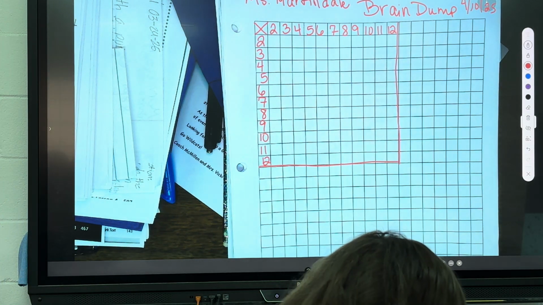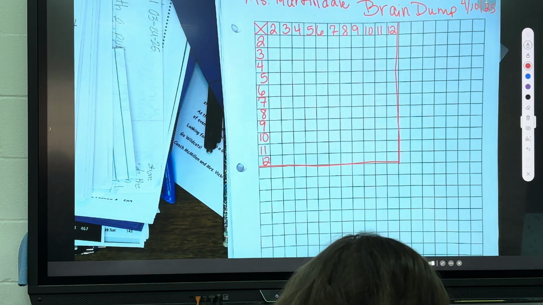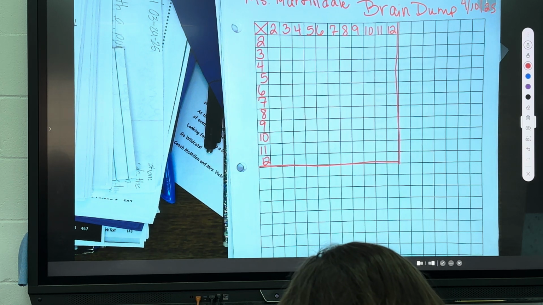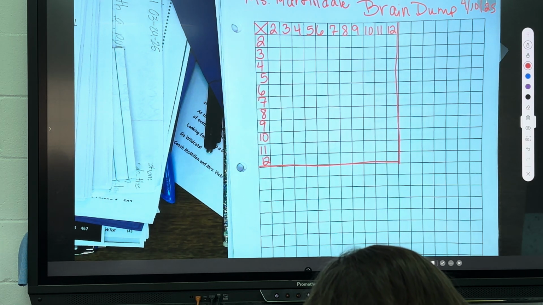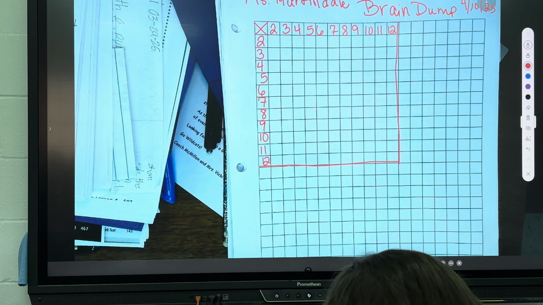Now, on the morning of the test, once you're told you may begin your test, then you start building the brain dump, and you can fill out your multiplication chart completely then. So in class, we're just setting it up, right? Yes, ma'am. Because we got so much more to do.